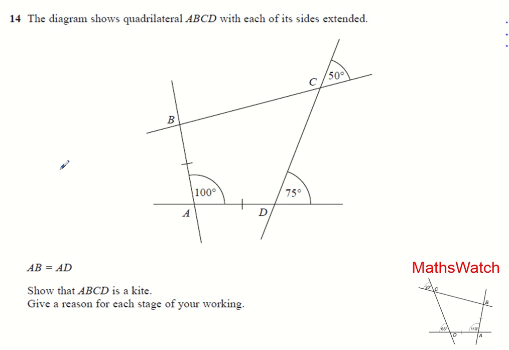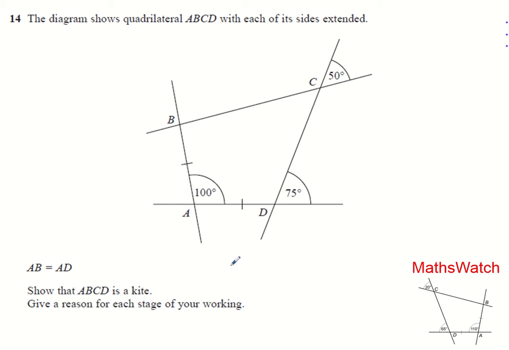Question 14. The diagram shows quadrilateral ABCD with each of its sides extended. AB equals AD. We can see that from the 2 dashes on those 2 lines. Show that ABCD is a kite. Give a reason for each stage of your working.